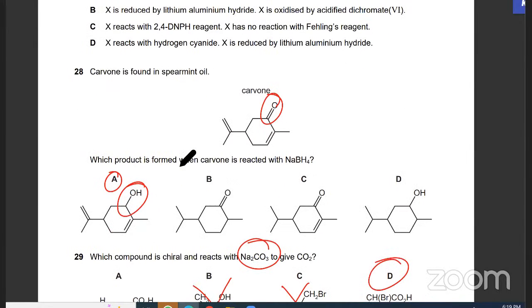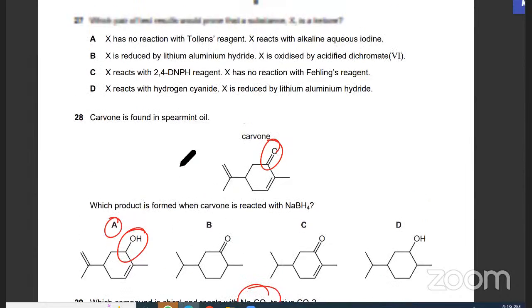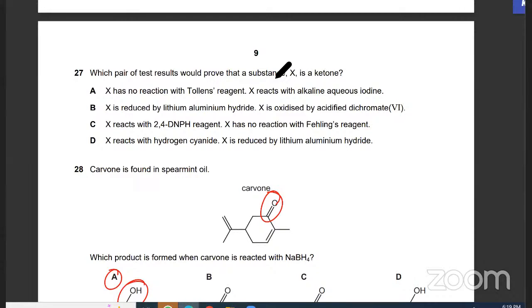Is this clear? Yes, sir. As the next one, which pair of test results would prove that a substance X is a ketone? X has no reaction with Tollens' reagent. X reacts with alkaline aqueous iodine. Now, does a ketone have no reaction with Tollens' reagent? Yes, ketones don't have any reaction with Tollens' reagent. So that is true. And do ketones react with alkaline aqueous iodine? Yes, sir.